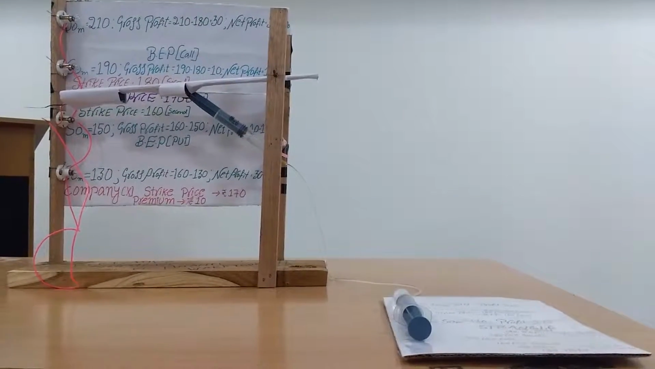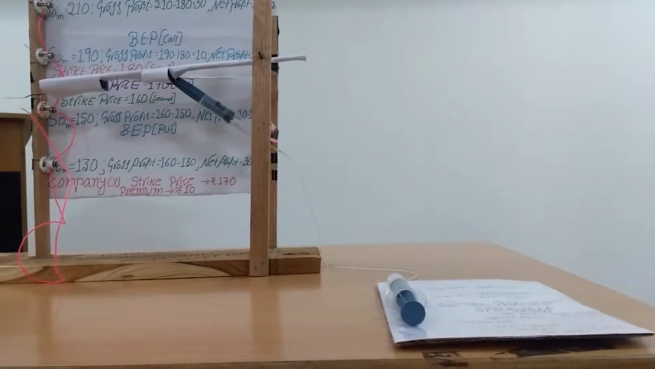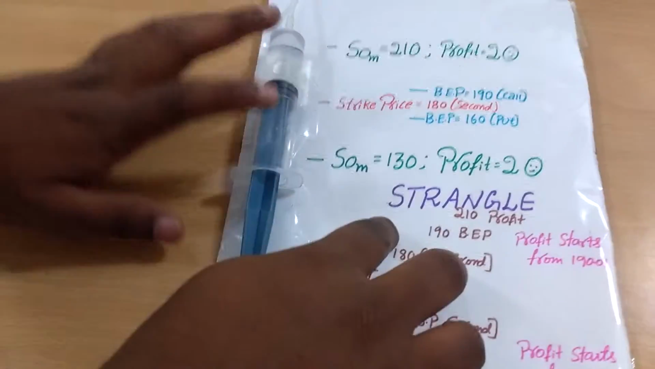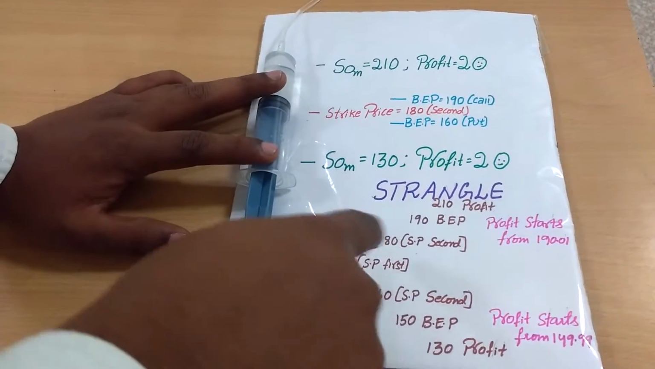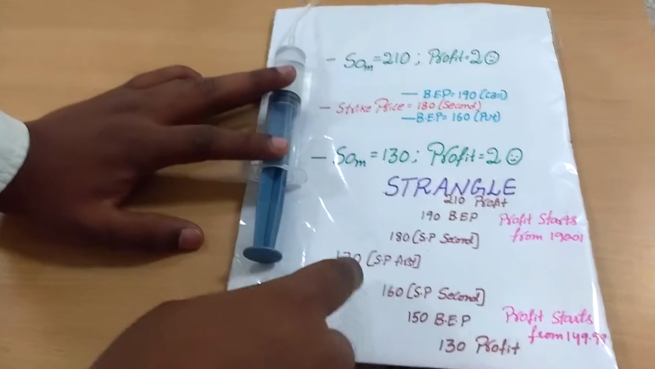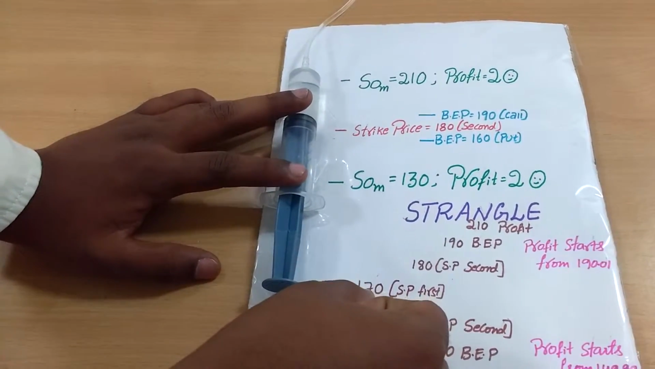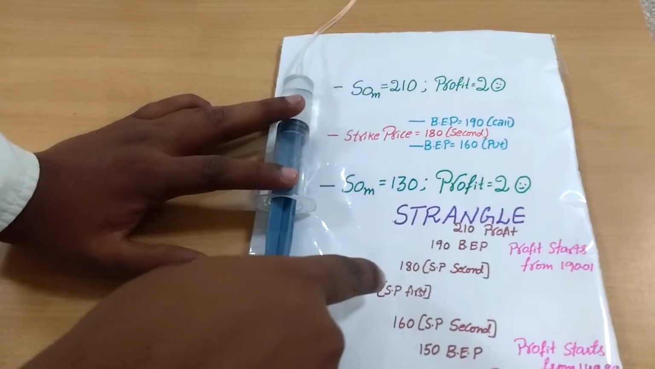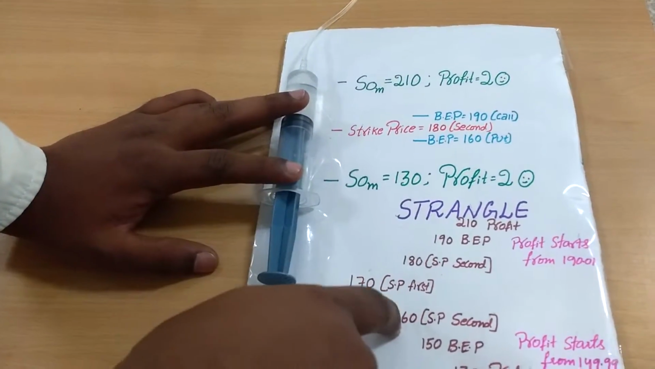In the derivative segment, there are many strategies. Now, I am going to explain the strangle strategy by using a hydraulic crane. Why are we taking the strangle strategy? Because the investor is investing their own money, so they can take however much risk they want. Here in the strangle strategy, there will be two strike prices. One strike price is at 170 rupees, and the second strike prices are at 180 rupees and 160 rupees.